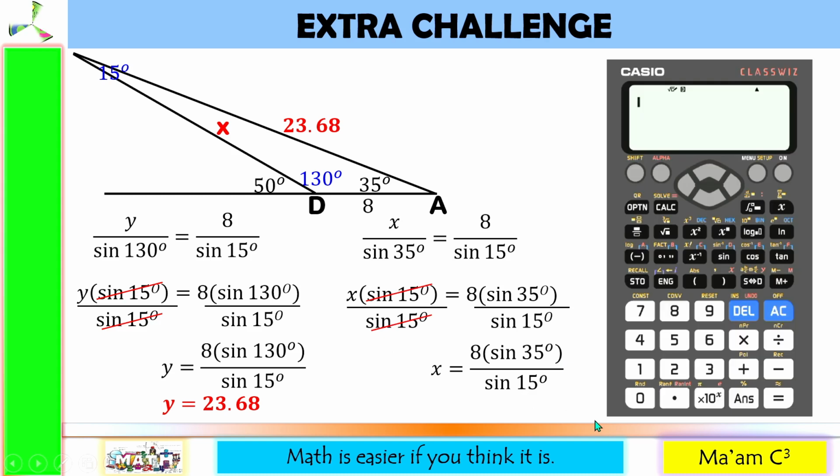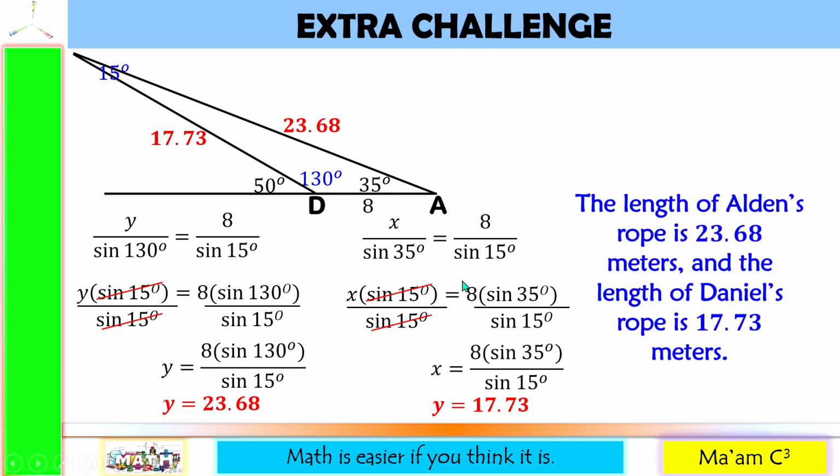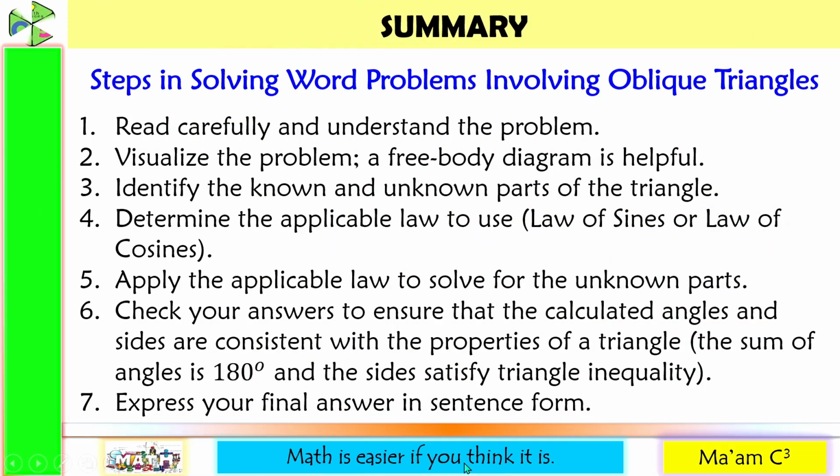Let us compute that. So we have 8 times sine of 35 degrees all over sine 15 degrees. And this will give us 17.73, rounded off to the nearest hundredths. Let me write it here, 17.73. Now let us answer the question. The length of Alden's rope is 23.68 meters and the length of Danielle's rope is 17.73 meters. For the summary, here are the steps in solving word problems involving oblique triangles.